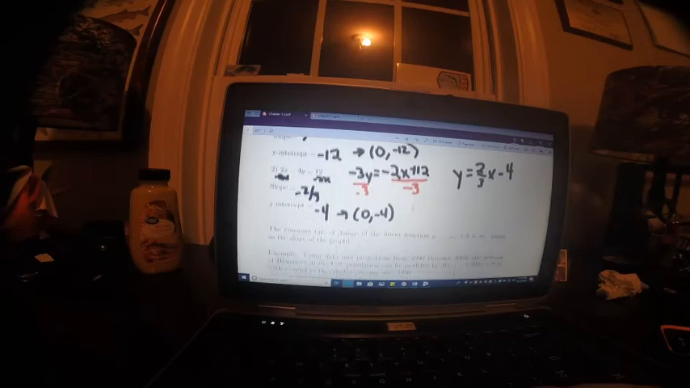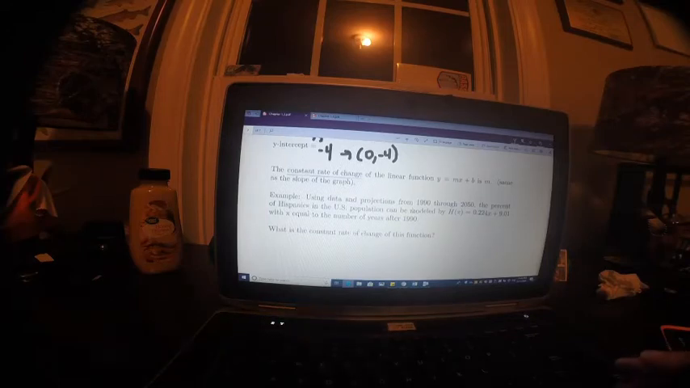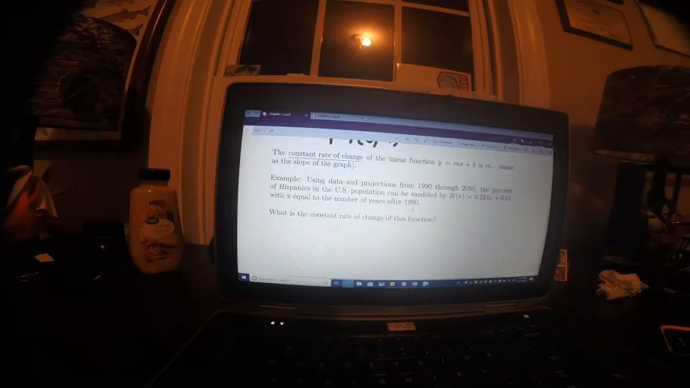Now, the constant rate of change of a linear function y equals mx plus b is m. It's the same thing as the slope of the graph. It's just a little different terminology that's sometimes used. So don't let that trip you up. If it asks for the constant rate of change, it's just asking for the slope.